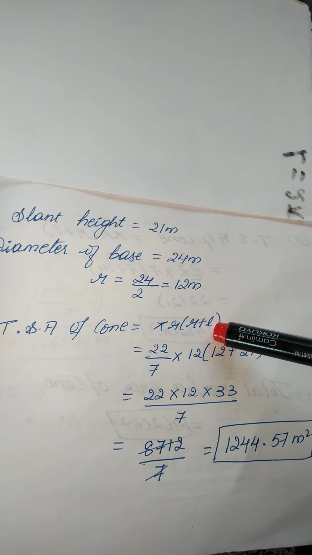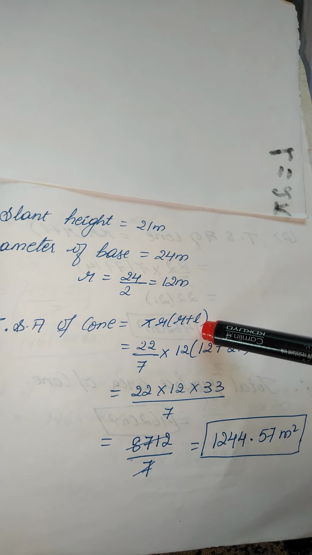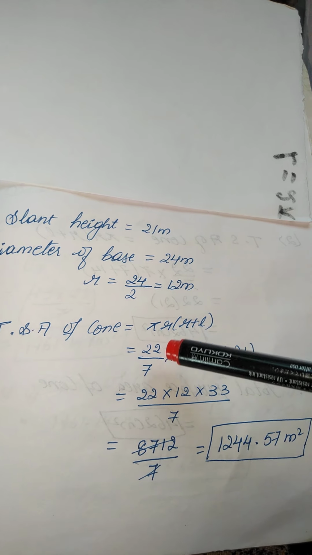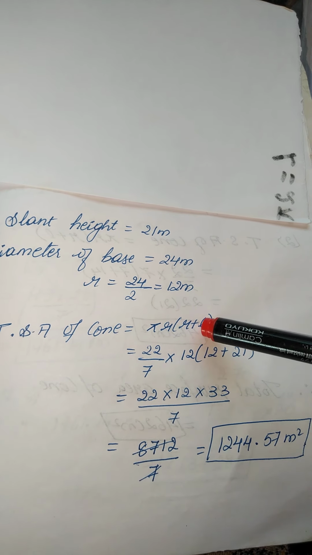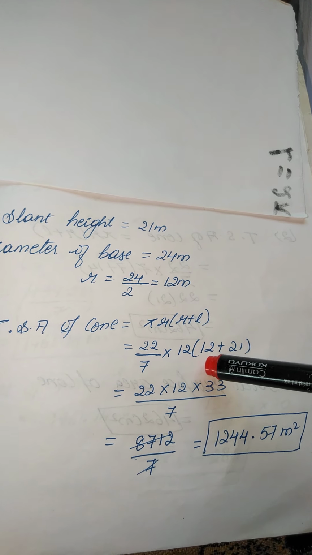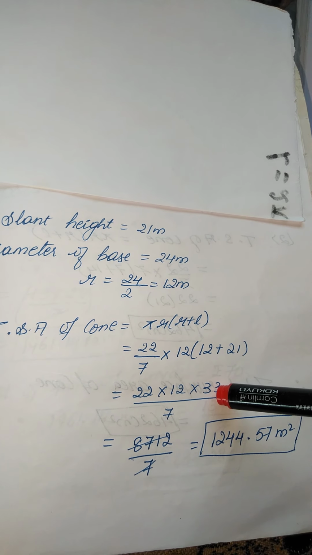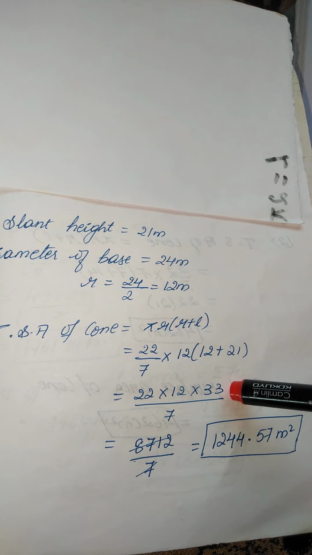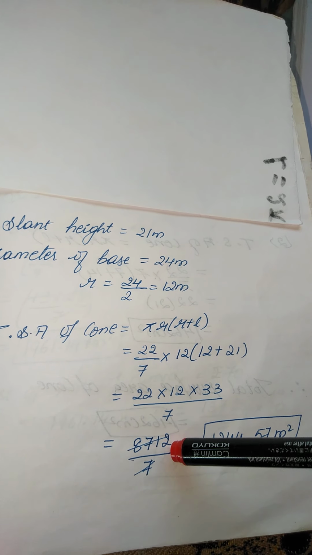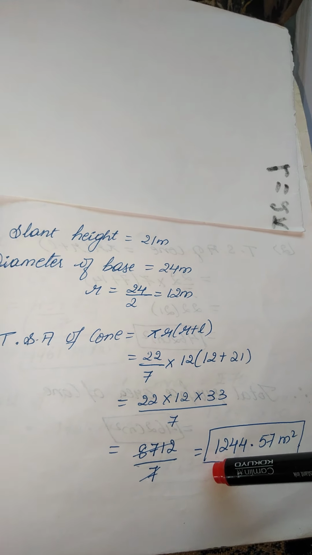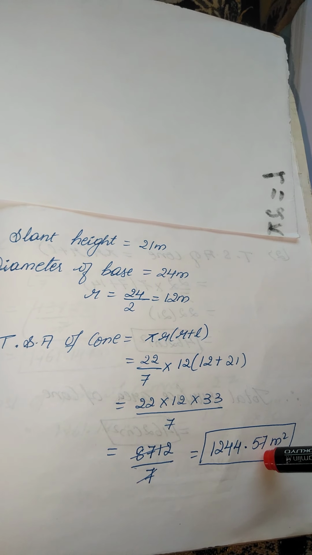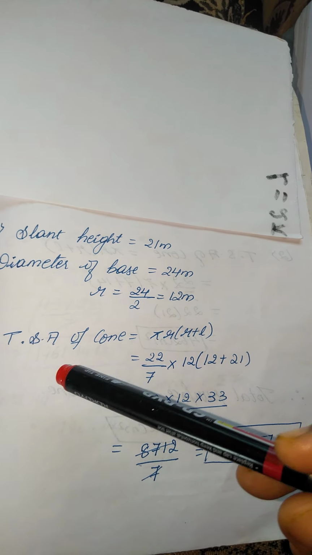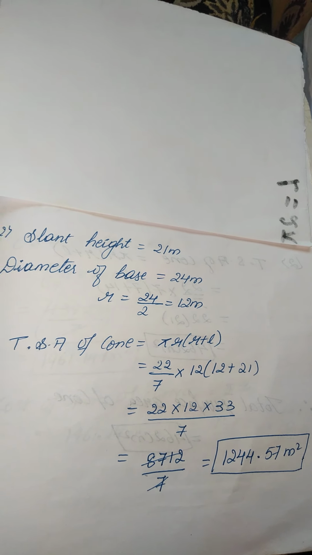TSA of the cone formula is pi r into r plus L. Pi value is 22 by 7. r is 12 and r is 12, L is 21. First we have to add these two. So I will get 33. On multiplication of the numerator values, I will get 8712 divided by 7. So finally I am getting the result as 1244.57 meters square. This is the TSA of the cone.